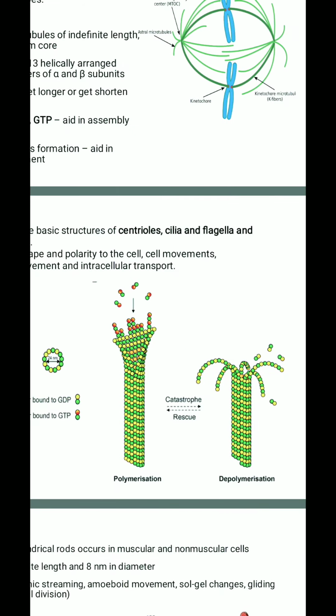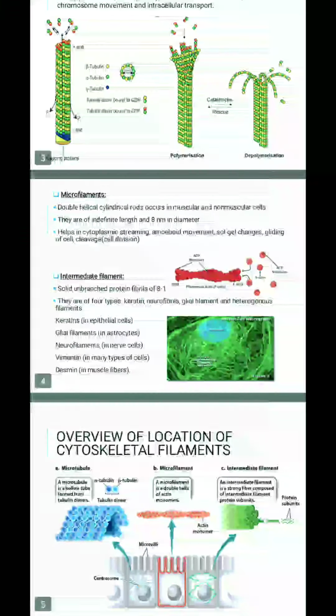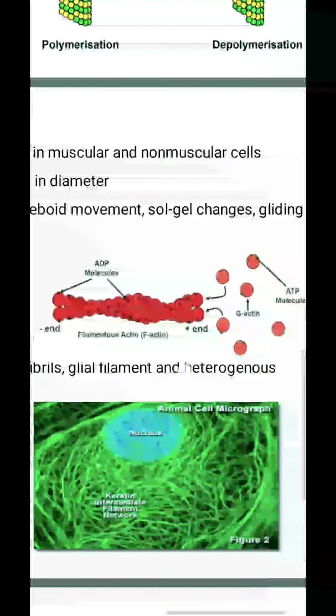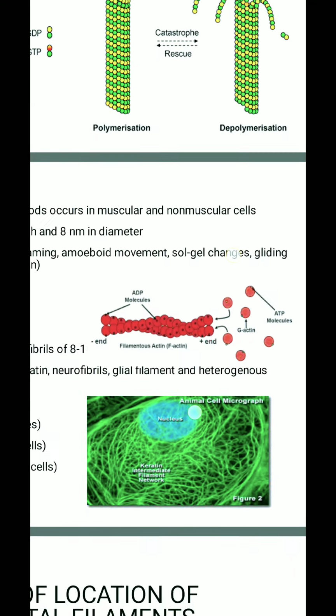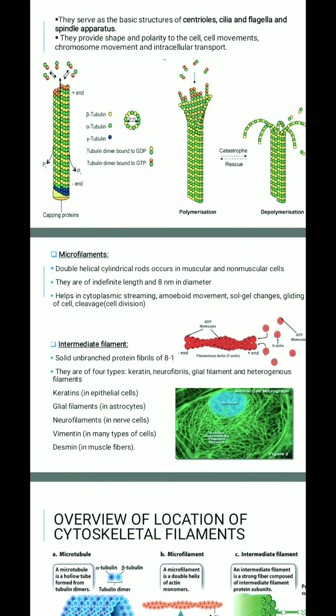So these are the processes that happen in the cell as per the requirement. Now the other kind of cytoskeleton is called microfilaments. You will be able to notice these microfilaments as red colored structures. They look like a DNA double stranded structure coiled on each other. So these are double helical cylindrical rods, occurring typically in muscular as well as non-muscular cells.